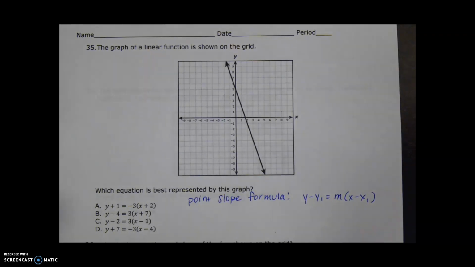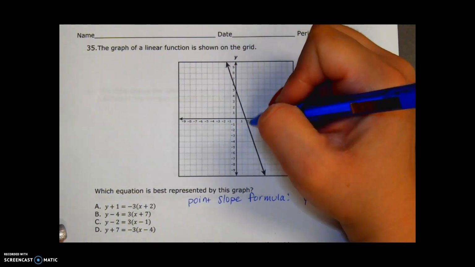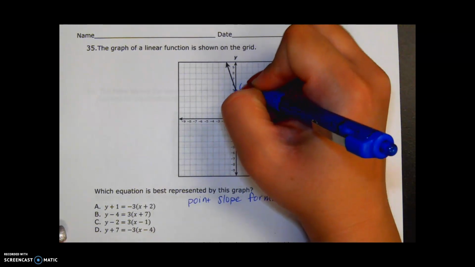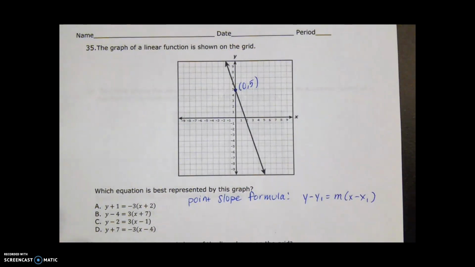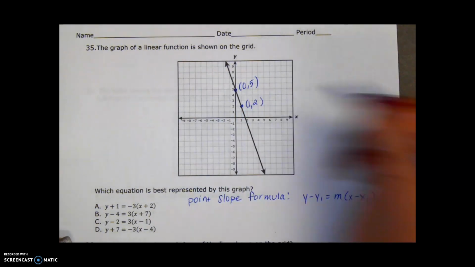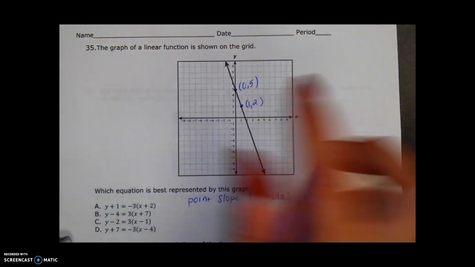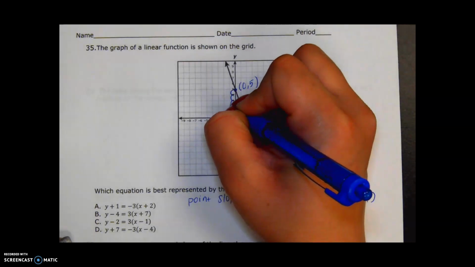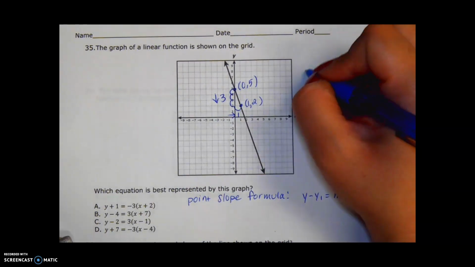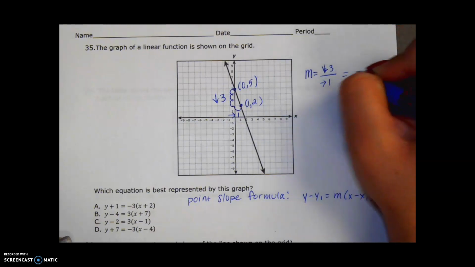I'm going to pick 2 points to find the slope. Let's see. Let's find some that meet, maybe 0, 5. Yeah, this one right here. And then we have another one right here at 1, 2. So our slope, we would go down 1, 2, 3. Down 1, 2, 3. Over 1. So my m is down 3 over 1. That means it's a negative 3.